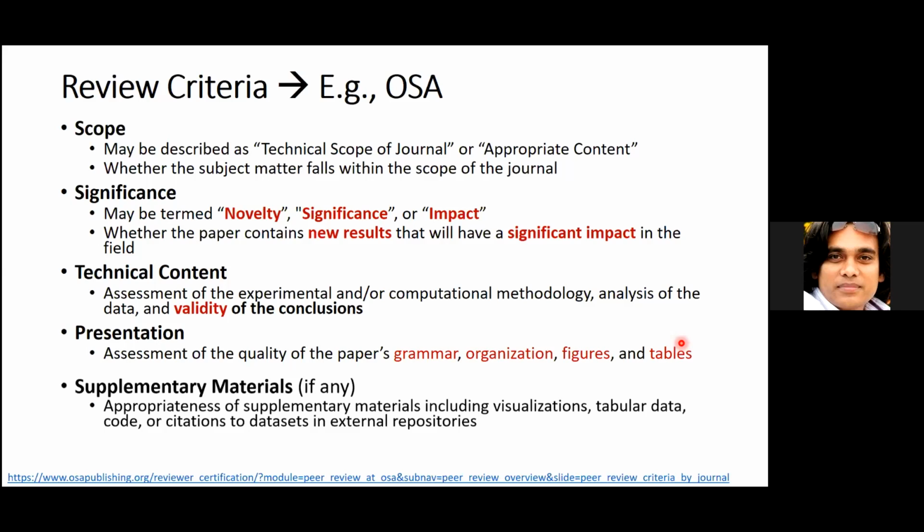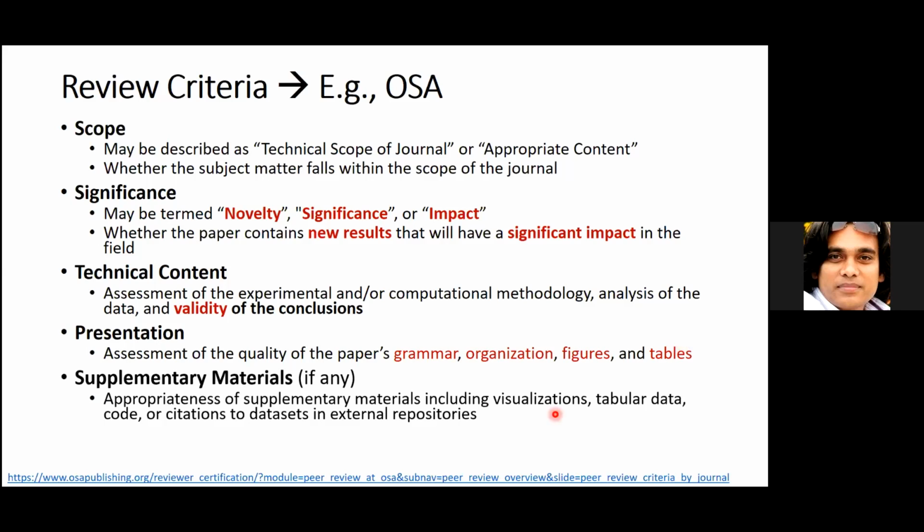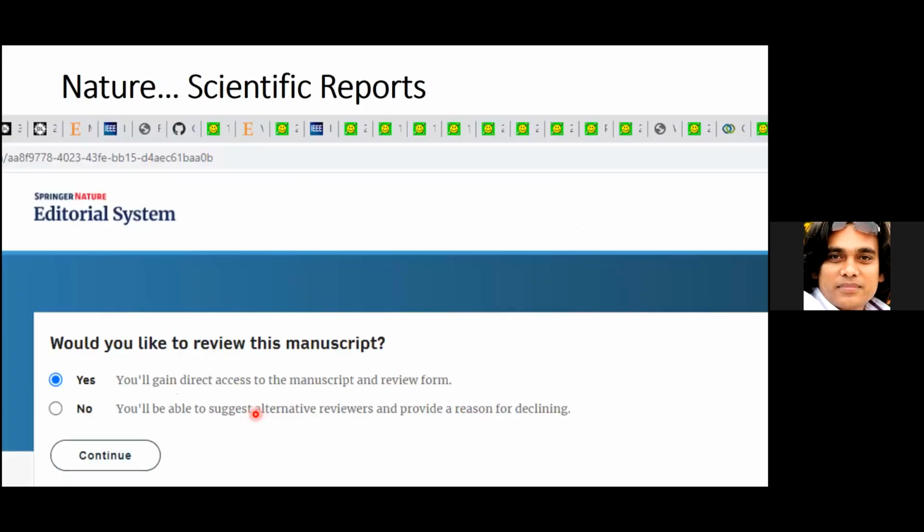Supplementary materials. Sometimes we need to upload extra materials for extra visualizations or tabular data, or sometimes code, or previous publications. For example, if I published a conference paper or journal paper, and the submitted paper is an extension of the previous one, you can put it as supplementary material, so that reviewers can check both and be happy that it's an advancement of the previously published work. Now look at the Nature Scientific Reports case. When you get a reviewer invitation, first they say that you will gain direct access to the manuscript and review form if you accept.